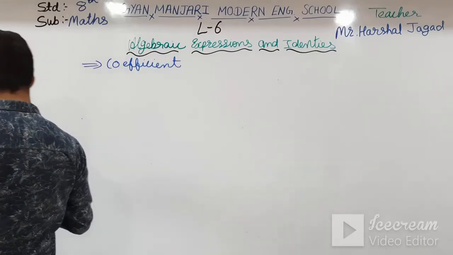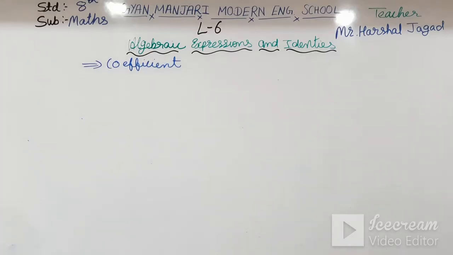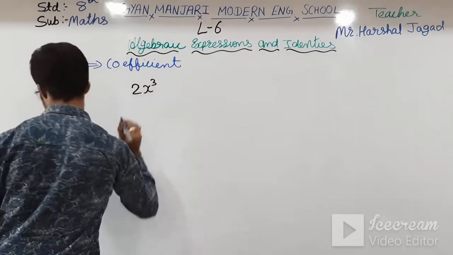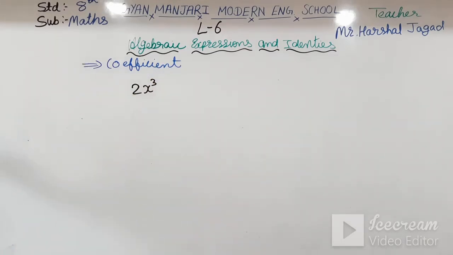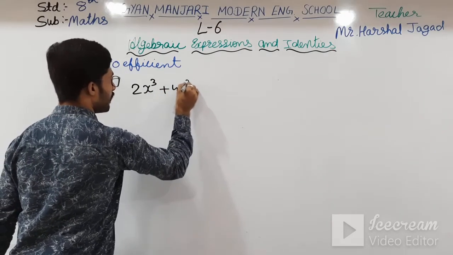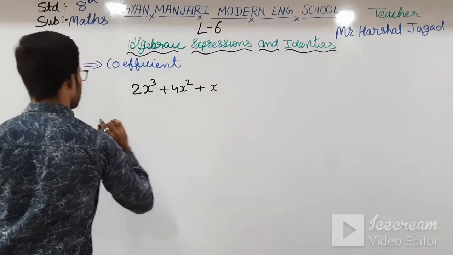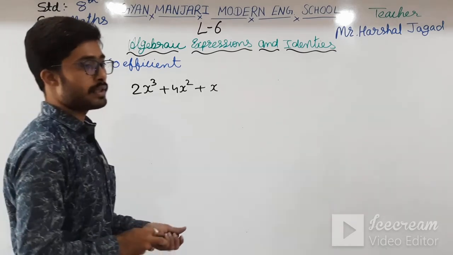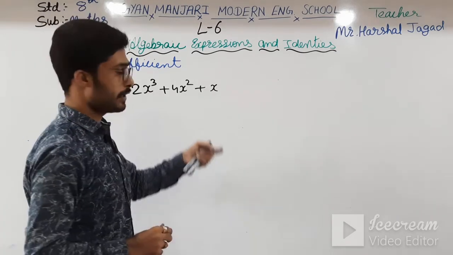Coefficient. If I take an example over here, 2x cube plus 4x square plus x, which are the coefficients? Here the numericals which are there, they are coefficients.